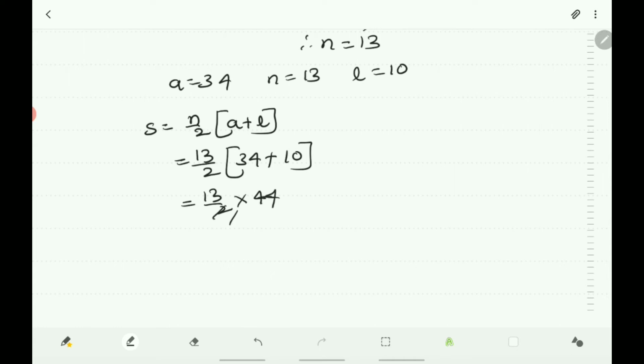into 34 plus 10 is 44. 2 ones are 2, 22 twos, that is 13 twos are 26, 26 plus 2, 28, that is 286.